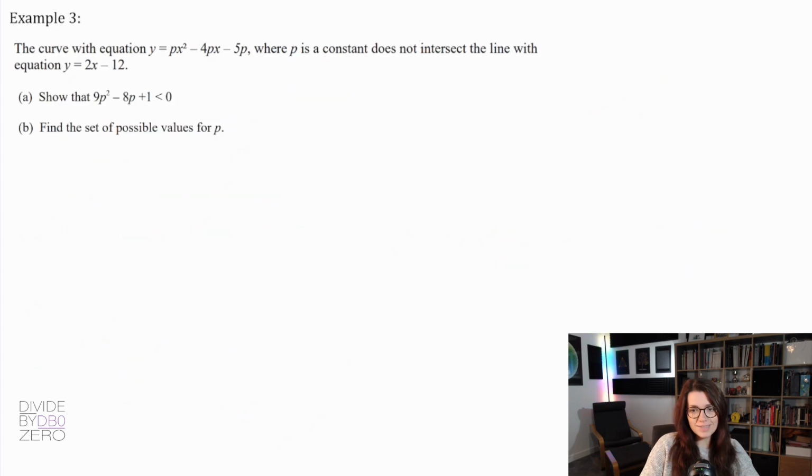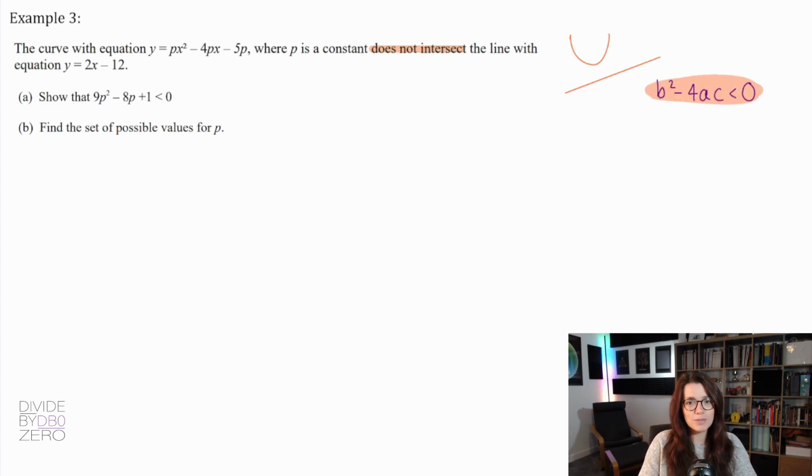And that's it. Last example, the curve with equation y = px² - 4px - 5p, where p is a constant, does not intersect the line with equation y = 2x - 12. Part A, show that that inequality is true. So keywords here, curve does not intersect the line. So that means we've got a scenario where we may have a curve that looks like this and a line, but they'll never meet. Therefore, in terms of discriminant, we're in that third scenario, b² - 4ac has got to be less than 0.